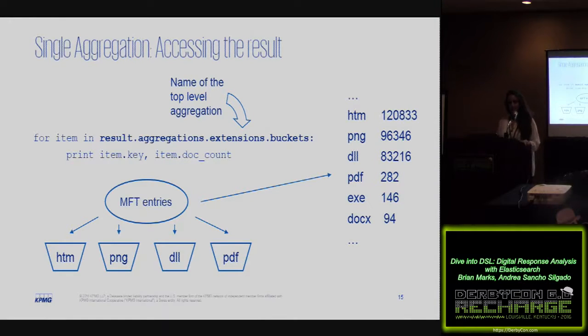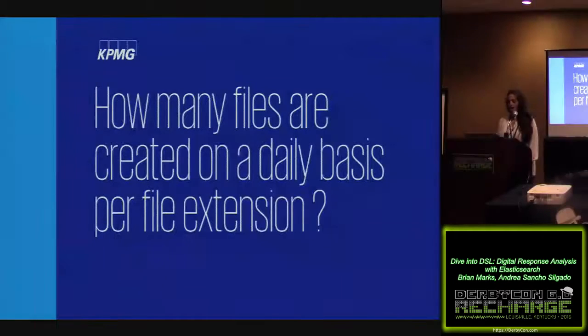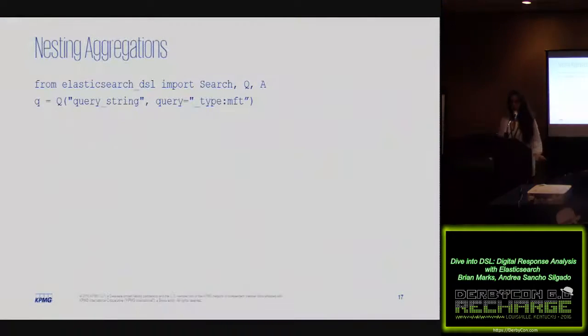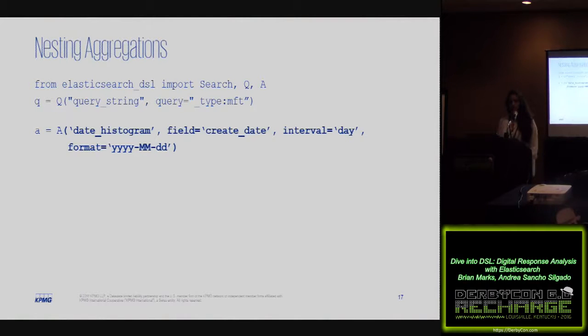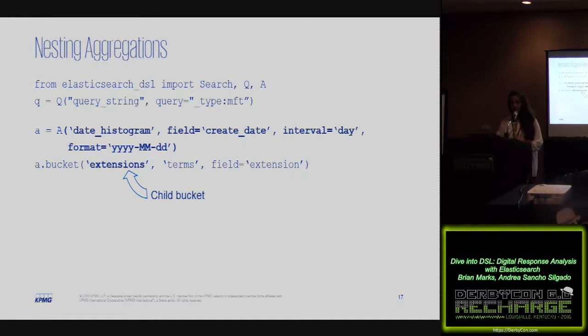Let's nest an aggregation and answer a more complicated question. How many files are created on a daily basis on a file system? So now we have, again, the query with all the MFTs. And now we are going to have an aggregation of type date histogram. Instead of the terms one, our parent aggregation is going to be a date histogram based on the creation date of that MFT entry. And after that, we create a child on that parent aggregation, and that is going to be a terms aggregation based on the file extension on the MFT entry.